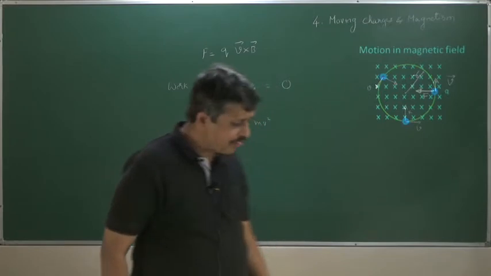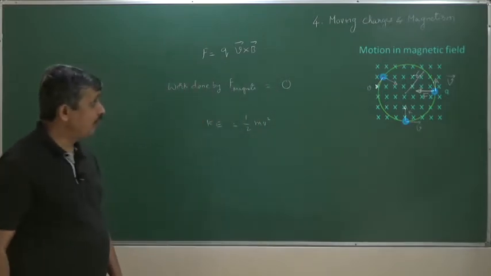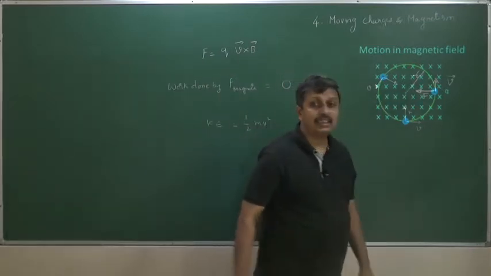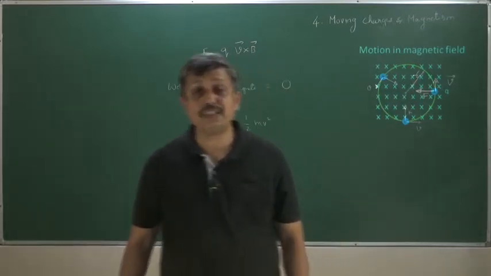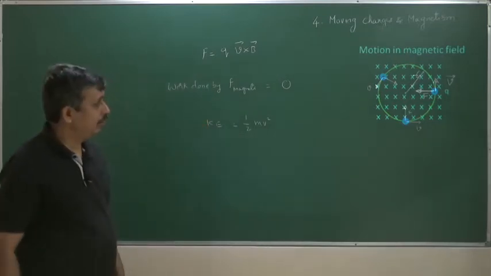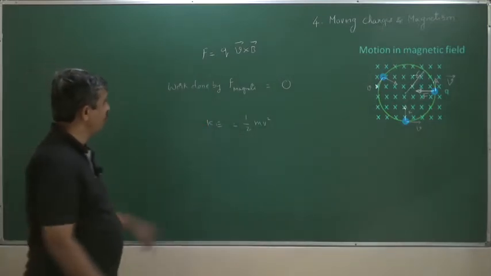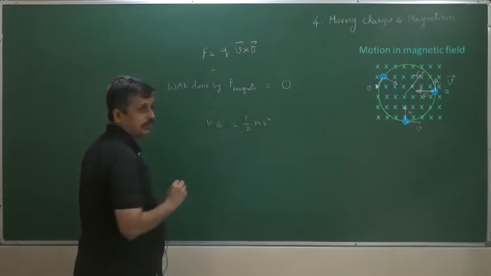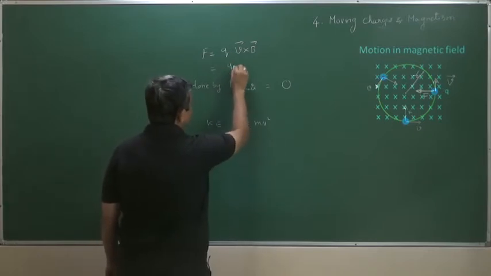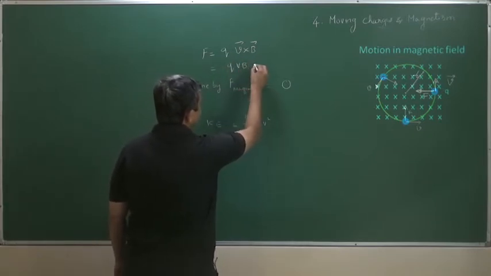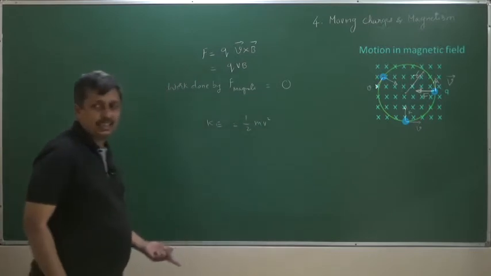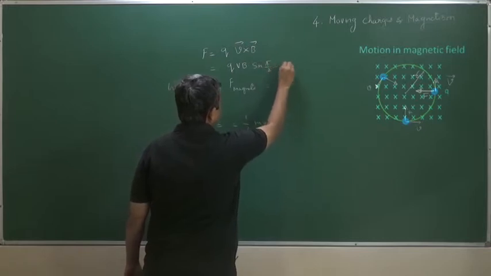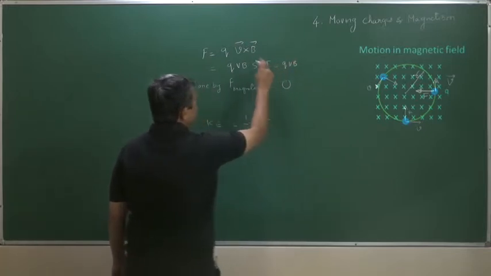Now you can always calculate the value of r. It is easy to calculate. What is the radius of this circle? Let's calculate. We know that the force is equal to Q into VB into sin theta. Sin theta is sin 90, that is sin pi by 2, because pi by 2 is the angle between V and B. So it is just QVB.